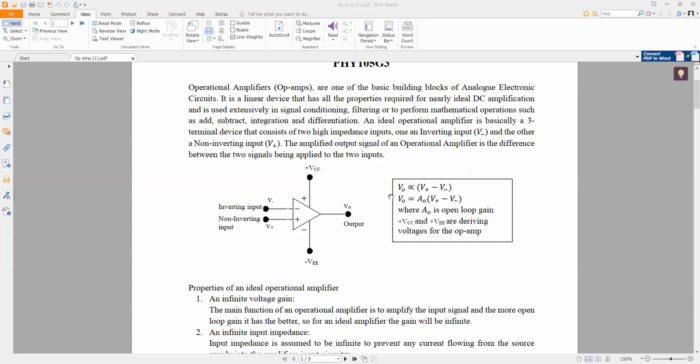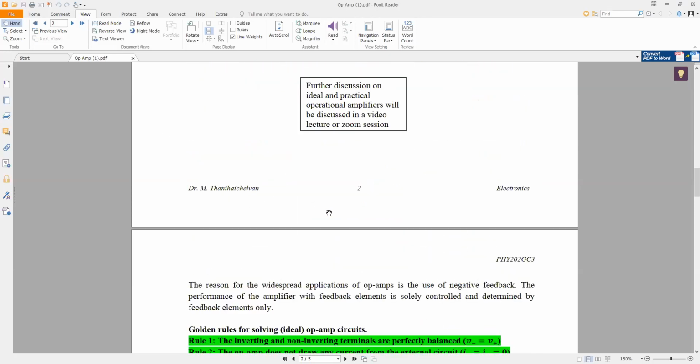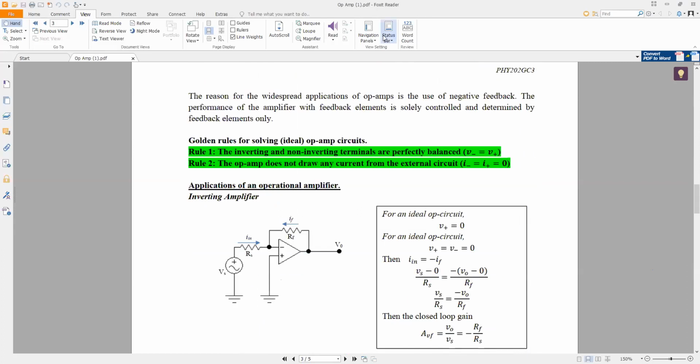For the operational amplifier, V out is proportional to the difference between these two terminal voltages, that is V plus minus V minus, with a proportionality constant A naught, which is called the open loop gain. There are 6 properties given in the lecture notes. You can read them, and then we'll concentrate on how to solve circuits containing operational amplifiers.